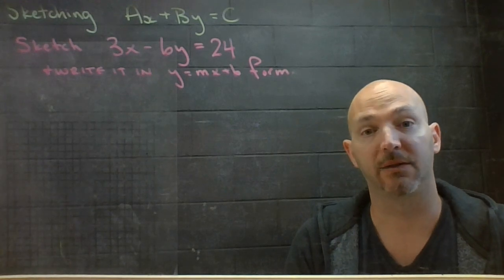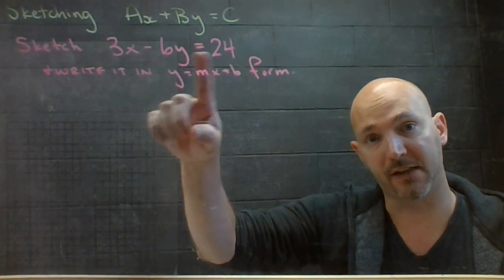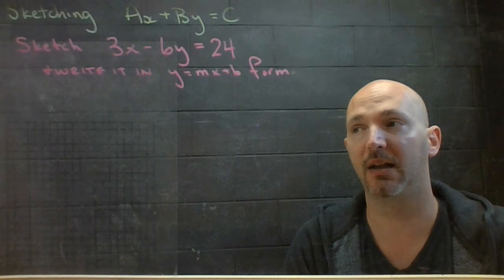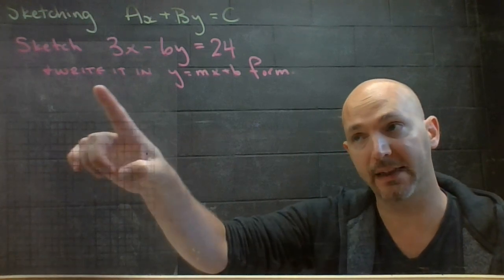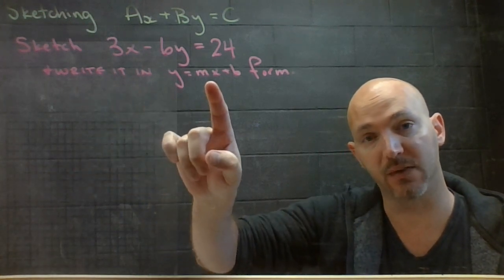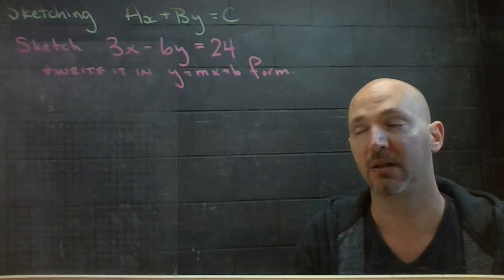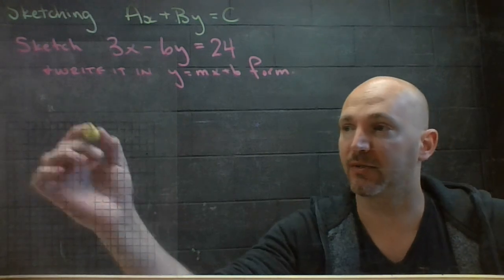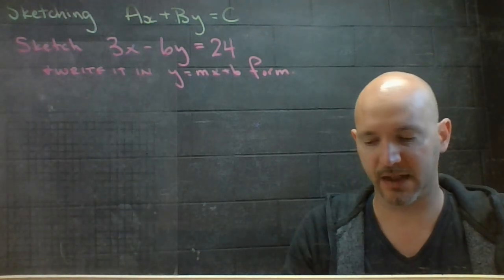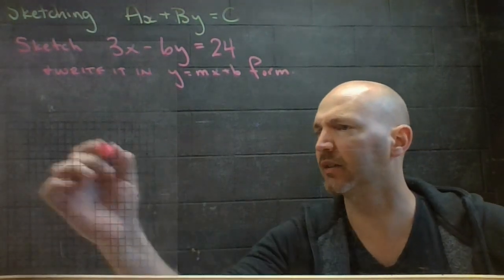So we're going to run another example of sketching an ax plus by equals c form, and then we're going to finish it off by writing that in the y equals mx plus b form, which is how we sketched it in the last video. So first things, we're going to need a Cartesian plane. I've been doing those in pink.